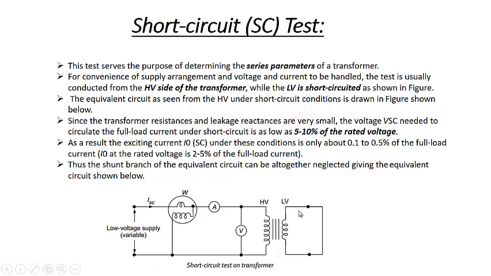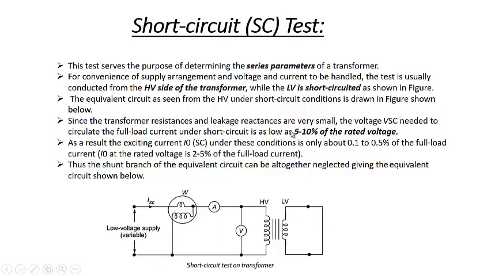The low voltage winding is short circuited, as shown like this. As I have told you, if this is the high voltage side and this is the low voltage side, when we short circuit it and apply a voltage, the voltage applied across this will be very small, up to 5 to 10%. That will be sufficient to make the current flow through this equal to the full load current.